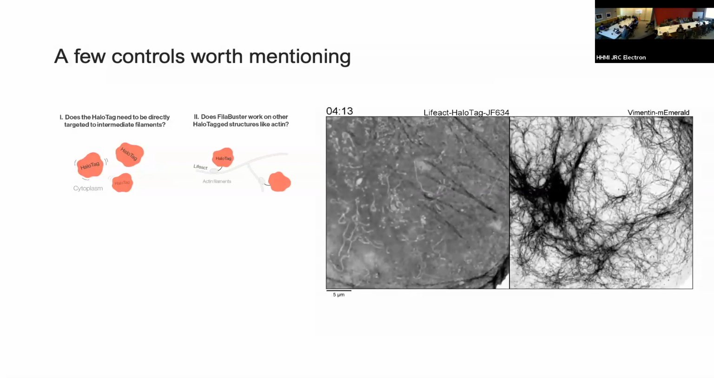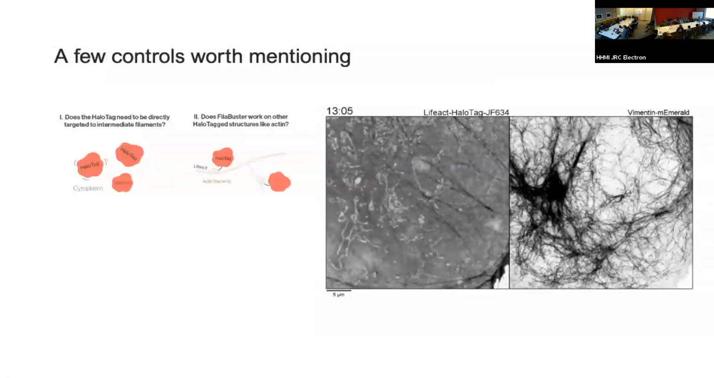So on the left here, we have LifeAct Halo tag labeled with our potent far-red photosensitizer. On the right, we have vimentin mEmerald. It's challenging to say, but I cannot envision a world in which anybody would want to use an approach like this over something like latrunculin or any of the readily available actin disassembly approaches. It appears as though we're not getting substantial actin disassembly. There are very clearly some stress fibers that persist at the end of this movie.